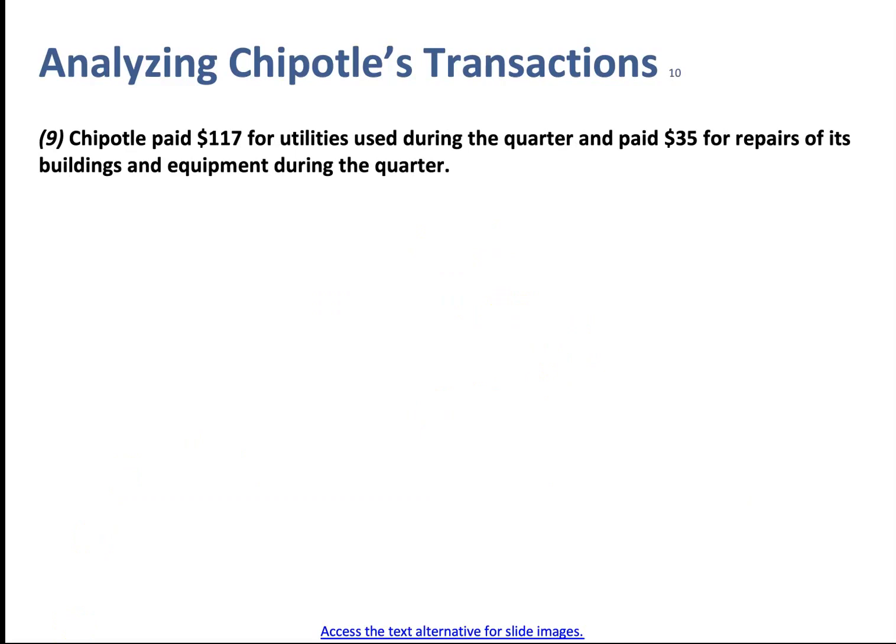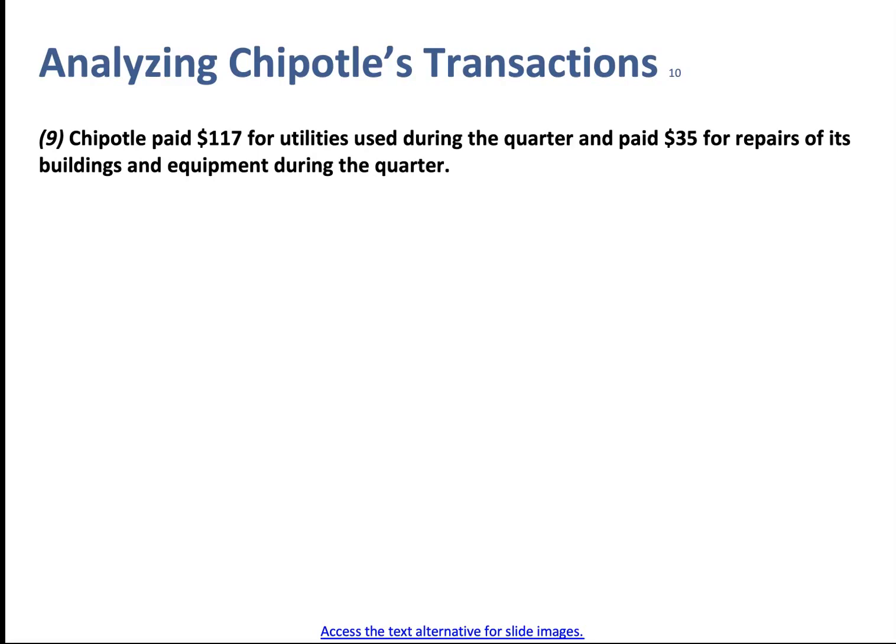Now what about this one? Chipotle paid $117 for utilities used during the quarter and paid $35 for repairs of its buildings equipment during the quarter. If you would pause the video for a little bit and think about it, and I'll talk about it in a minute. All right, so you will see here, is there any revenues and expenses? First of all, you will see there's no revenue because we didn't sell anything, but there might be expenses because we pay for something, we spend resources.